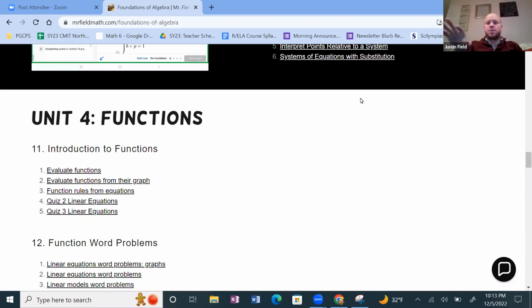Try it this way. We've got my annotation device and then the computer. Then we're going to talk about Introduction to Functions 11.